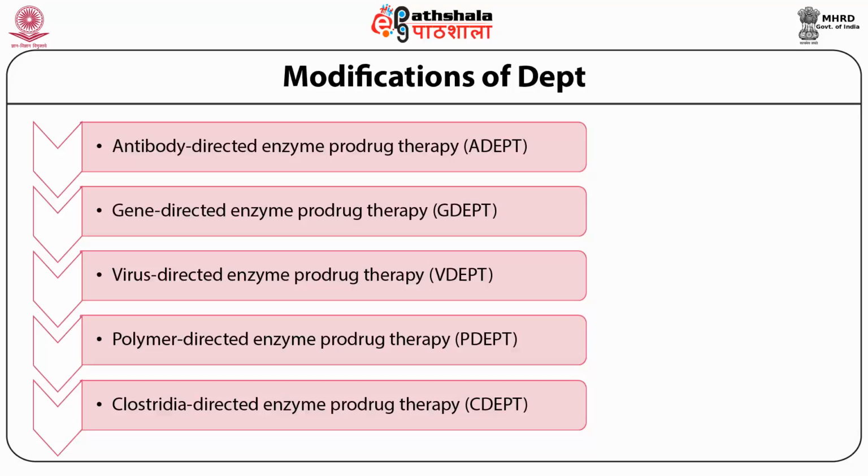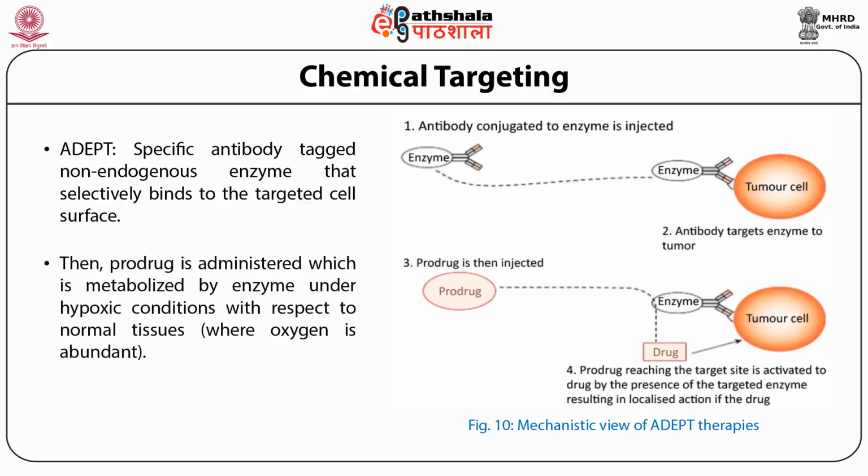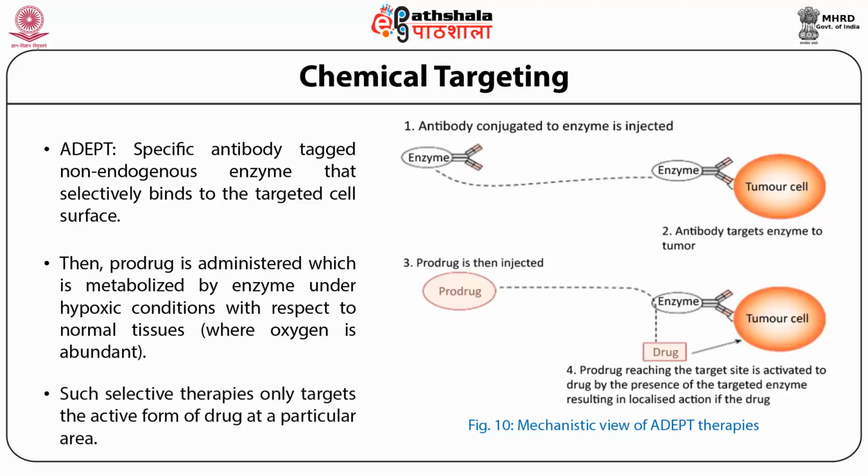Among all these various strategies, ADEPT focuses on using a specific antibody-tagged non-endogenous enzyme which will selectively bind to a targeted cell surface. Then the prodrug is administered into the body, which is only metabolized by the enzyme under hypoxic conditions with respect to the normal tissues. Hence, such selective therapy only targets the active form of the drug at a particular site.